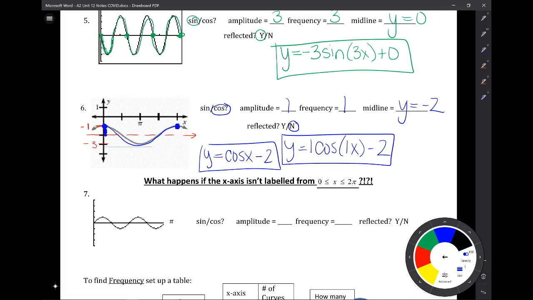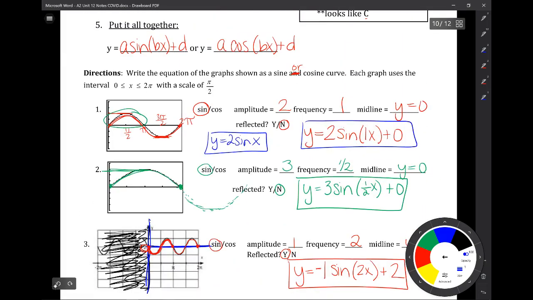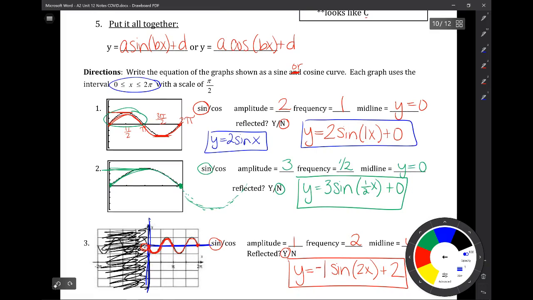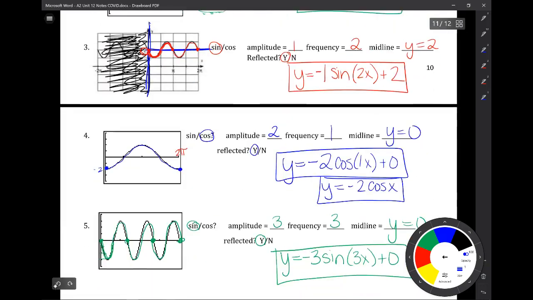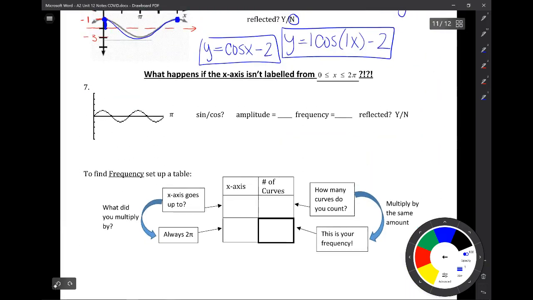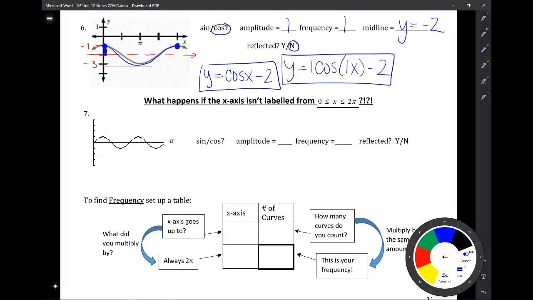Great. All right, well, what if I change the scale? All of those have been very generous to us in the fact that all of them had a scale from 0 to 2 pi. If you hear my dog grumbling in the background, just ignore it. But what if the scale isn't from 0 to 2 pi? So let's take a look at this next example.